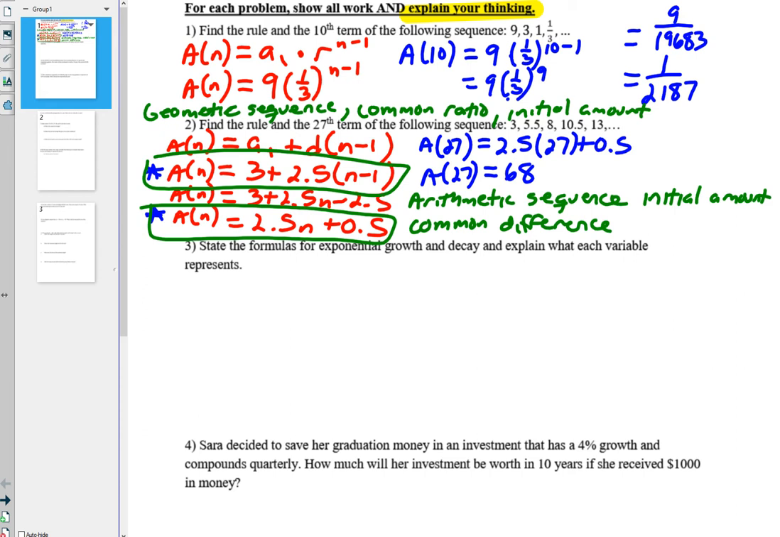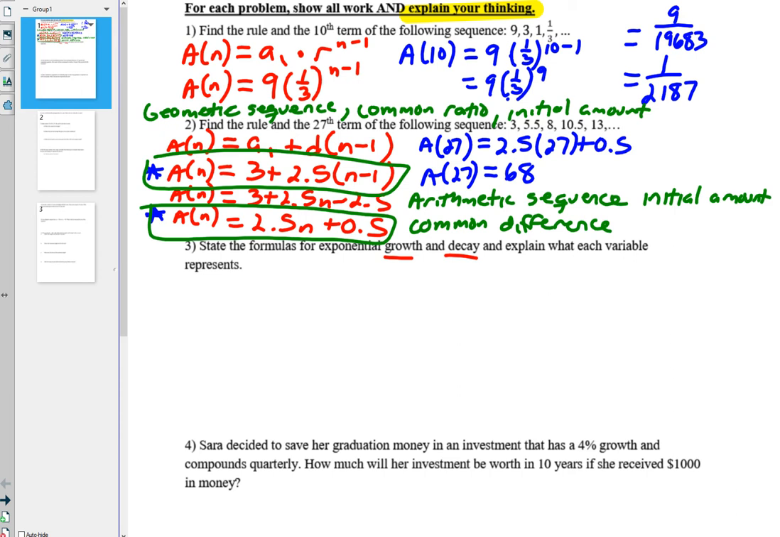Okay. State the formulas for exponential growth and decay and explain what each variable represents. This can be done in the same formula. I think other teachers gave this formula separately, but it's the same thing. Do you guys remember what the only difference between growth and decay is? Yeah, it's either 1 plus or 1 minus, which does mean the base, but what causes that base, the growth factor, to be greater than 1 or less than 1 is the rate of growth or decay. On a decay, the rate is negative. On a growth, the rate is positive.